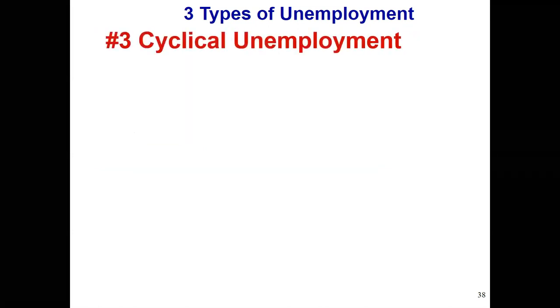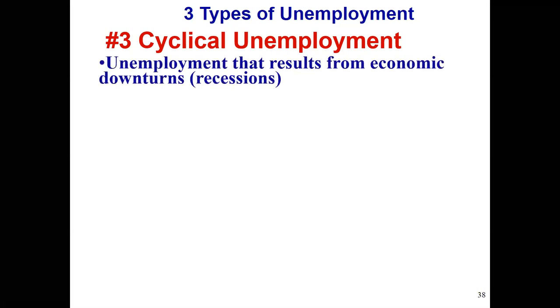And then the third is cyclical, right? So cyclical is any time you're to the left of the LRAS curve. Cyclical is unemployment due to economic downturns. So you would say during COVID, like last year, people weren't going out, so people weren't going to restaurants and stuff like that. So they had to lay off staff. That's cyclical, right? Again, to the left of the LRAS curve is cyclical unemployment.